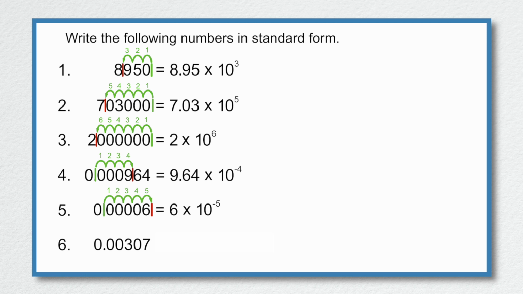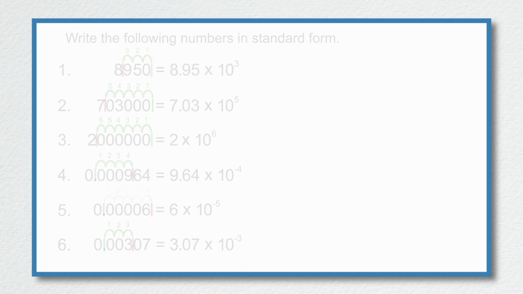And finally, with this set of questions, 0.00307. So we're going to end up with 3.07 multiplied by 10 to the power of minus something. There's our cutoff point. There's the decimal point. We count the moves. 1, 2, 3. So the answer is 3.07 multiplied by 10 to the power of minus 3.